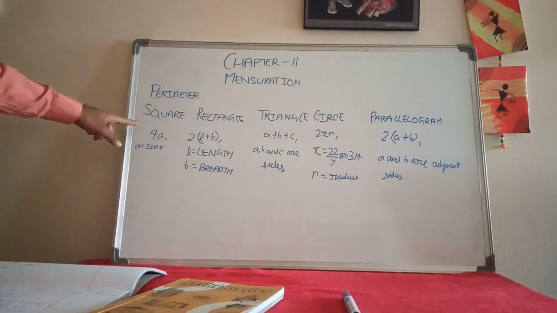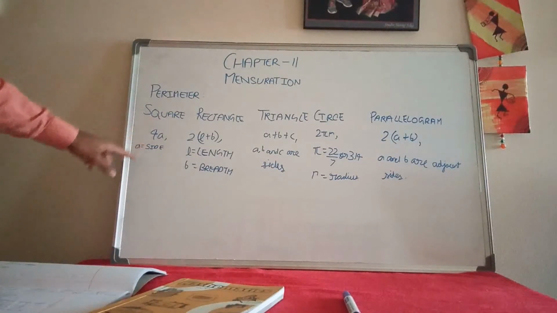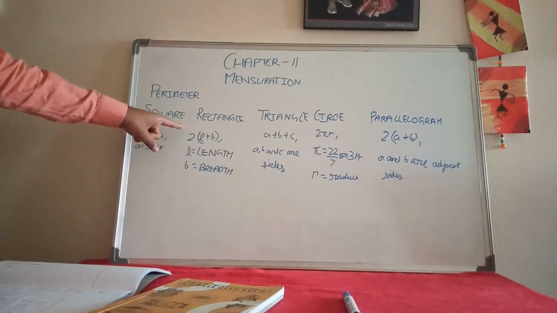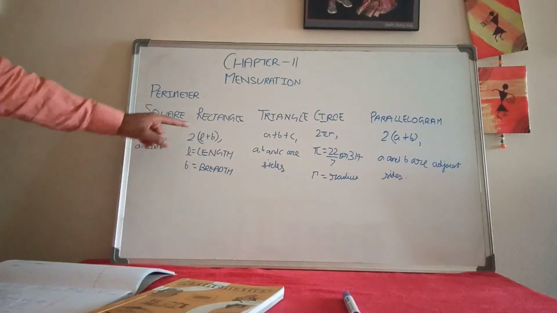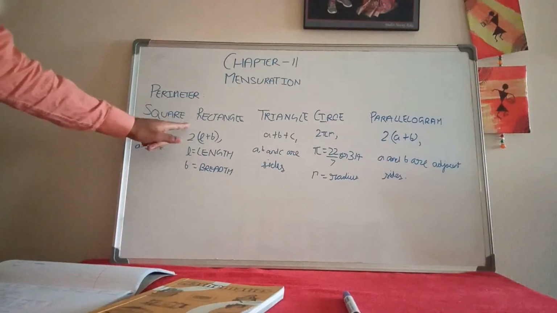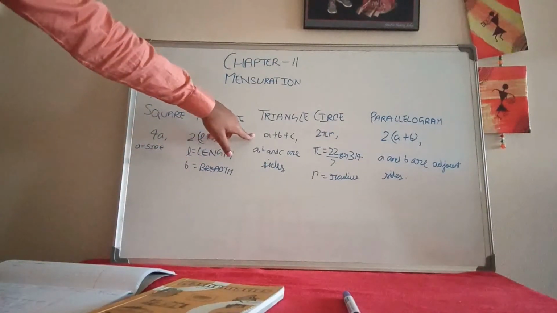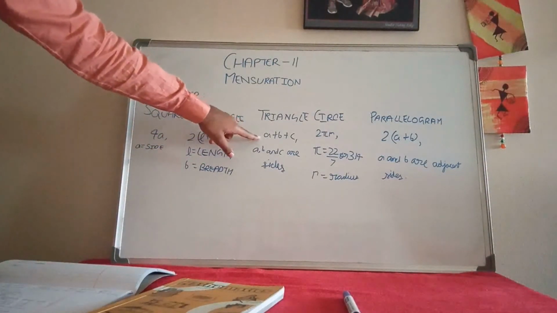The formula for square is 4a, that is 4 into side. Rectangle is 2 into L plus B, where L is length and B is breadth. So first we add the length and breadth and then multiply with 2. Triangle is simple, we just add all the sides.